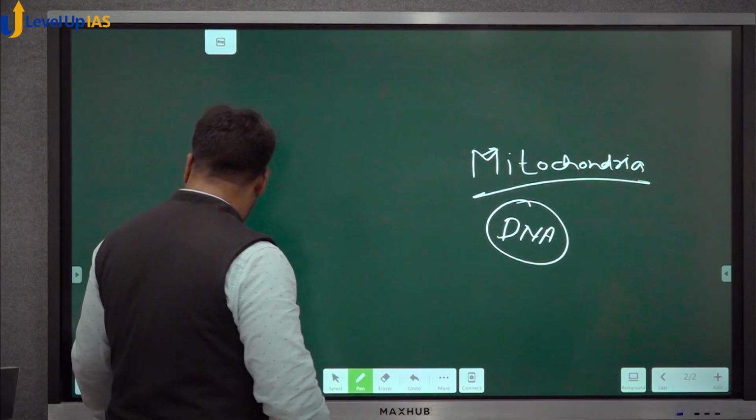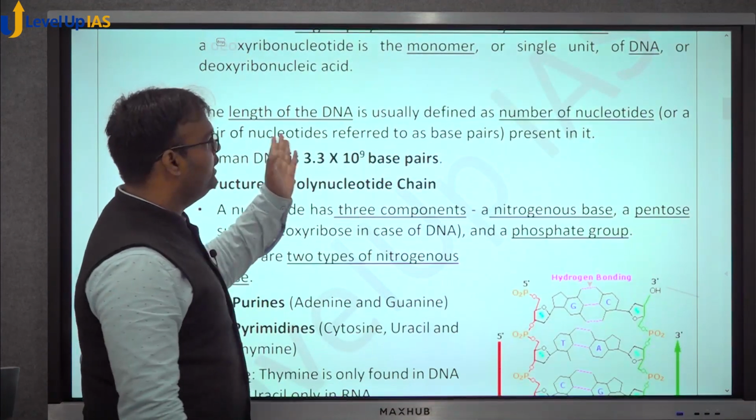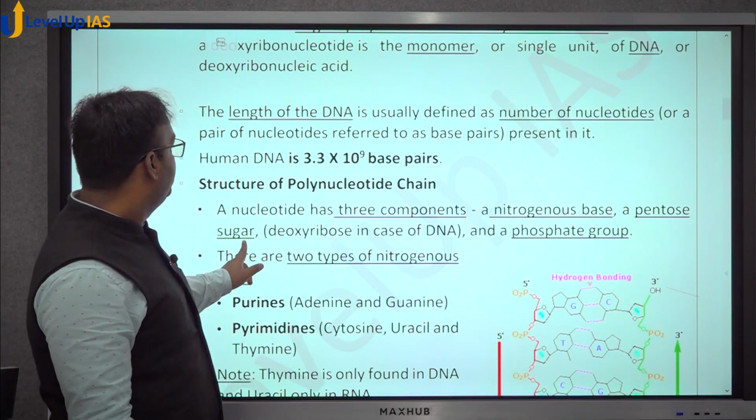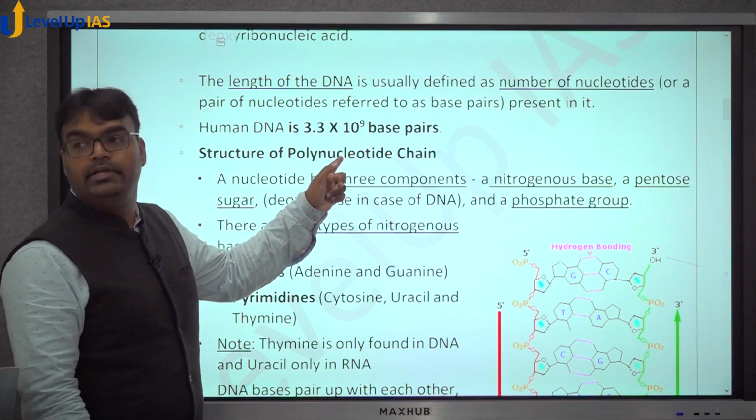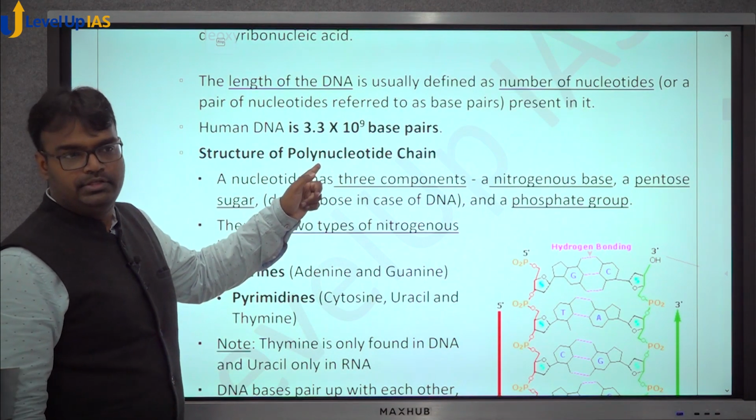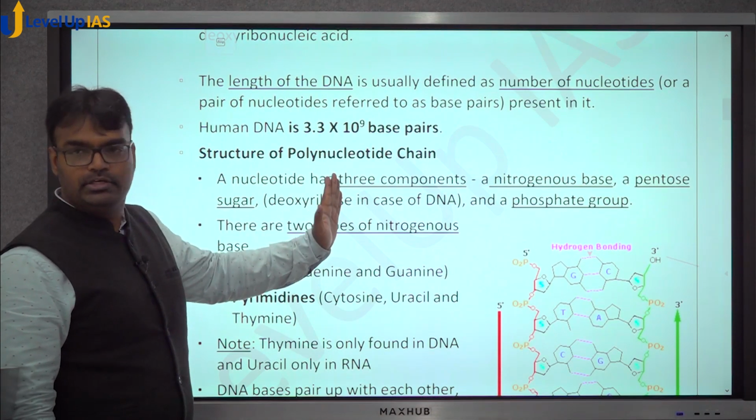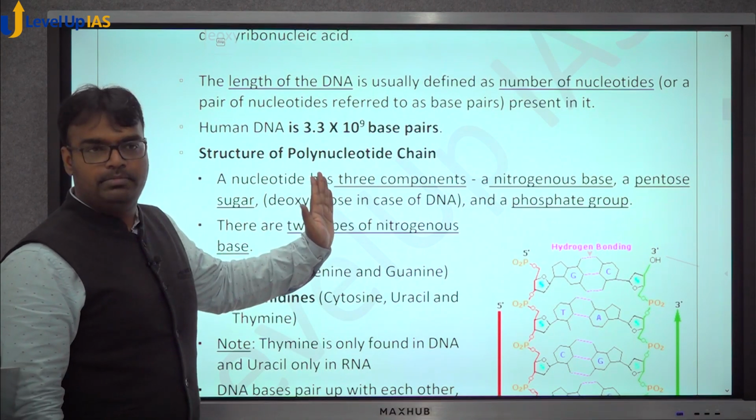Now, the length of DNA is usually measured in the number of base pairs you have, and in humans 3.3 into 10 raised to 9, that is 3.3 billion base pairs, is what we have. 10 raised to 9 is billion, 10 raised to 6 is million, 10 raised to 3 is 1000. In this way, don't be Sambit Patra.